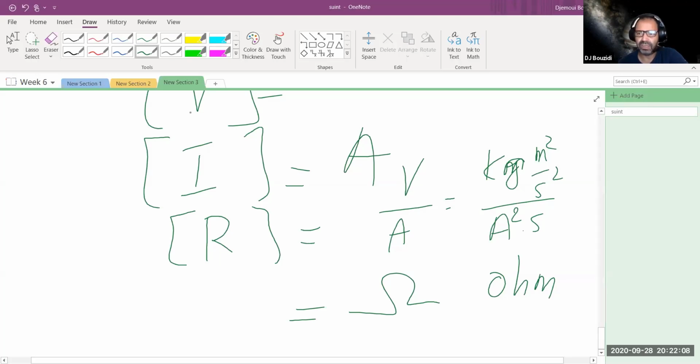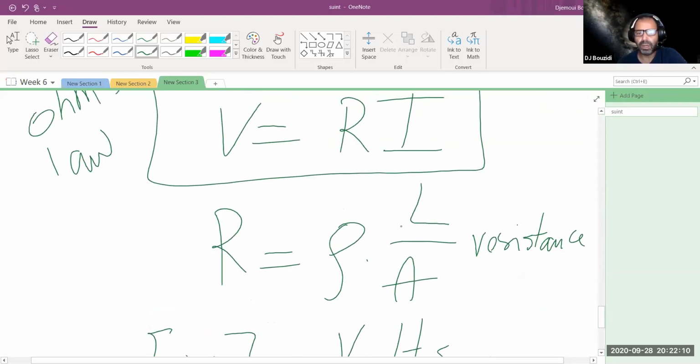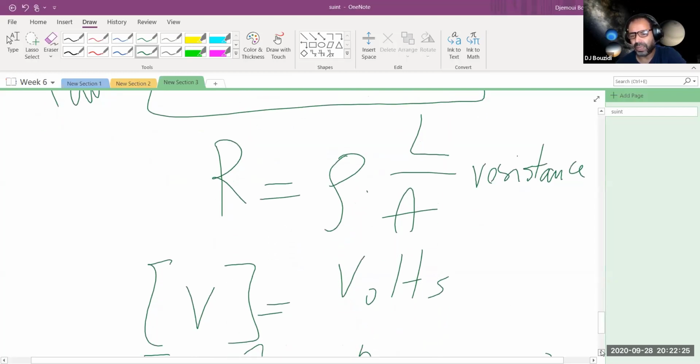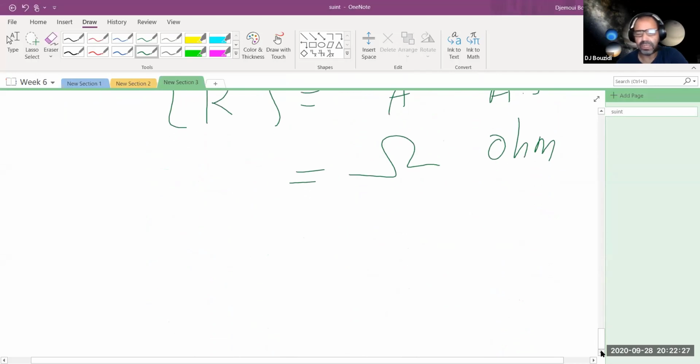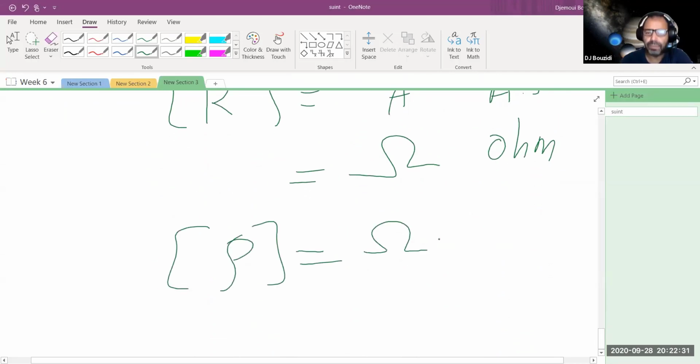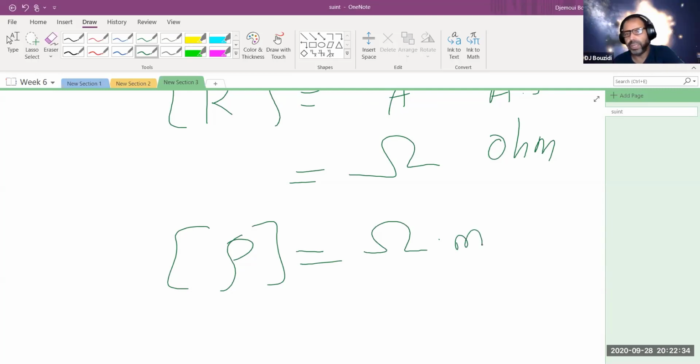Now, in terms of resistivity, because of this relationship, R is in ohms, and this is meter squared. Cancel the meter squared with the meter, and you'll be left with a meter. So rho must be in ohm times meter. So the unit for the resistivity is going to be the ohm meter. Okay, so that's in terms of all of the units for these things. Any questions so far?